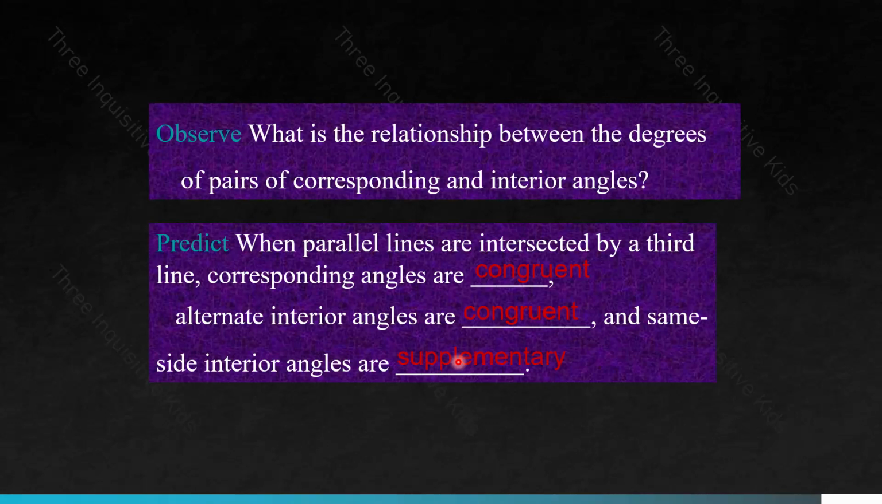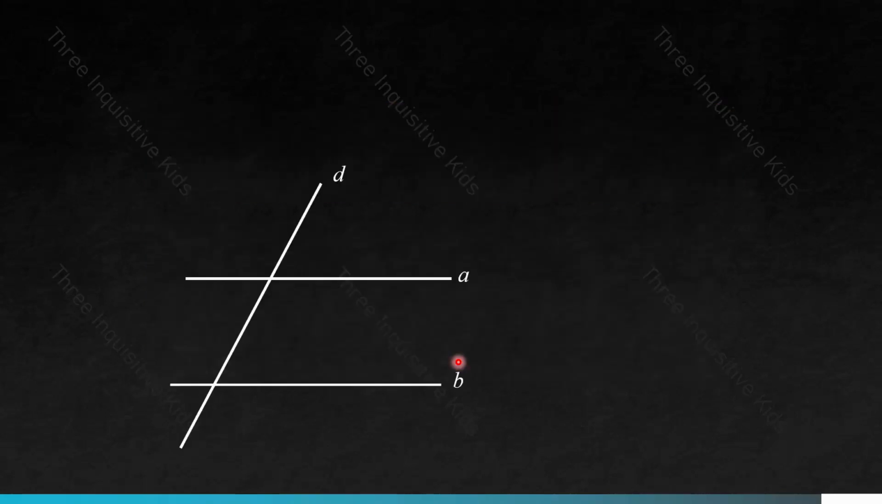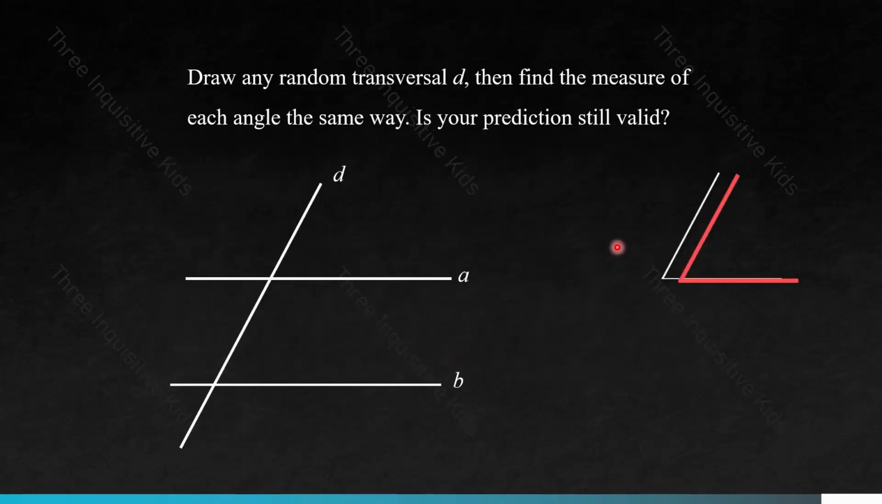If you performed everything correctly, you'll see that, in fact, it does still hold true. This angle right here and this angle right here, they're corresponding angles. And when we overlap them, we see that they are about the same measurement.